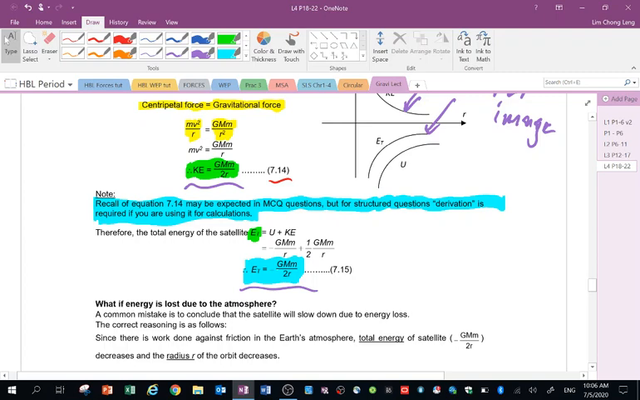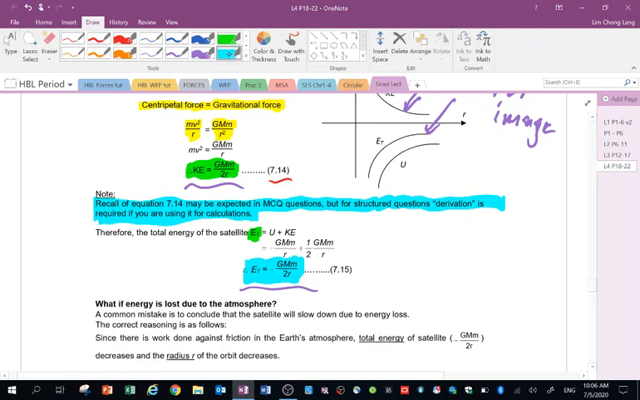Okay, so when a satellite loses energy, it actually loses energy in the form of thermal energy because there is work done against friction. And what friction are we talking about? We are talking about friction due to air particles, all right? So when it loses energy, the total energy will decrease.